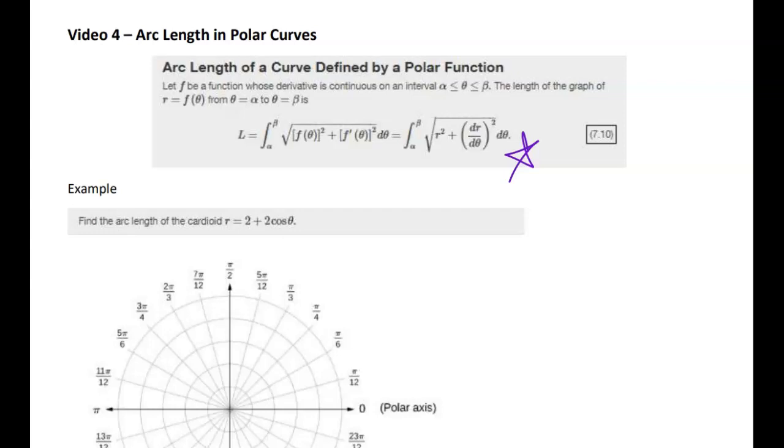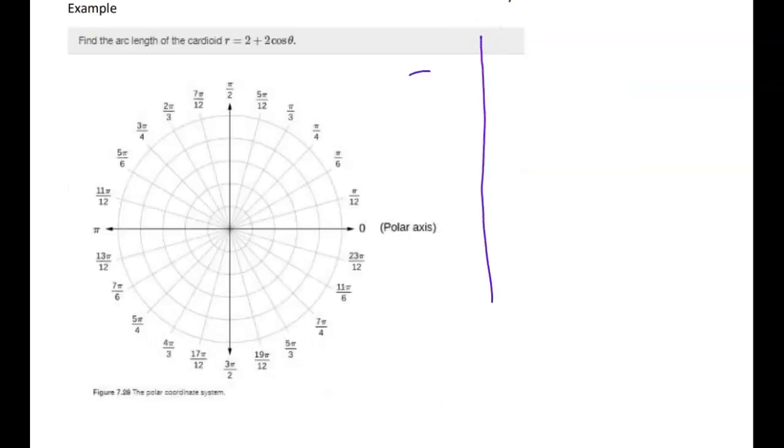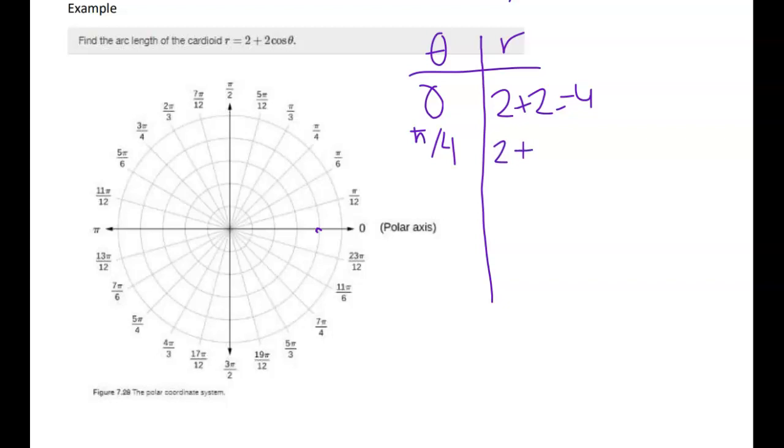So let's find the arc length of the cardioid 2 plus 2 cosine theta. And again, to graph this, let's say if we have 0, then 2 plus 2 gives me 4. So 0, 4 is my start. If I go to pi over 4, I get 2 plus root 2, so like 2.3 and a little bit. Pi over 2 ends up being 2 plus 0. So I end up going in this way.